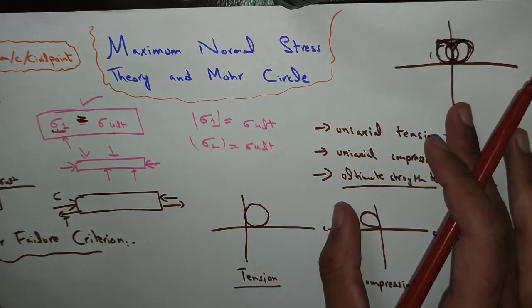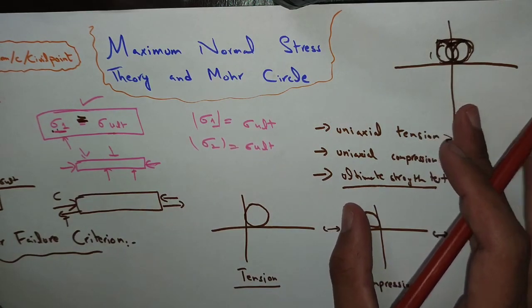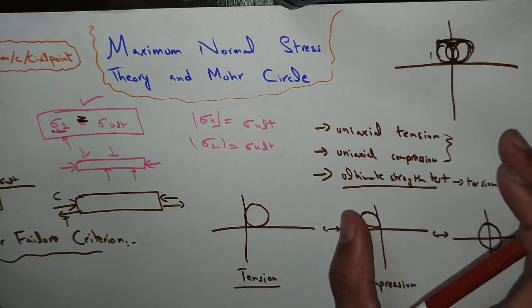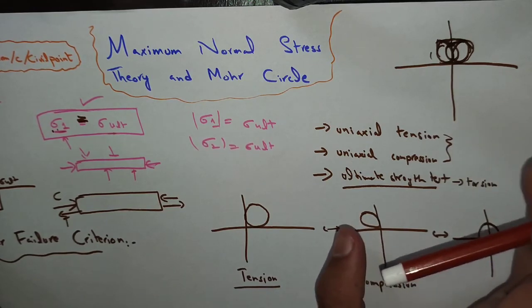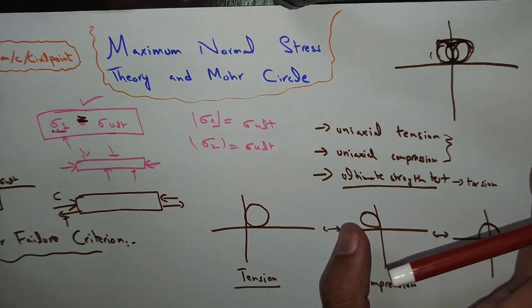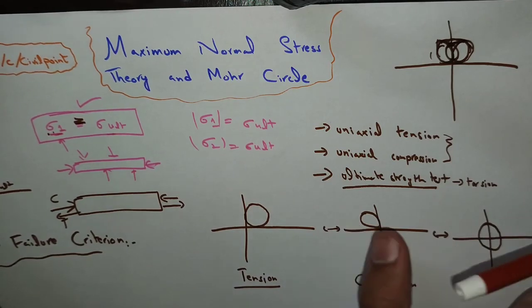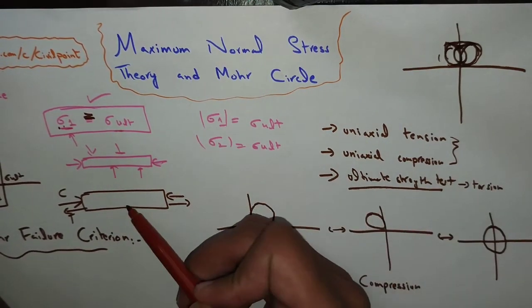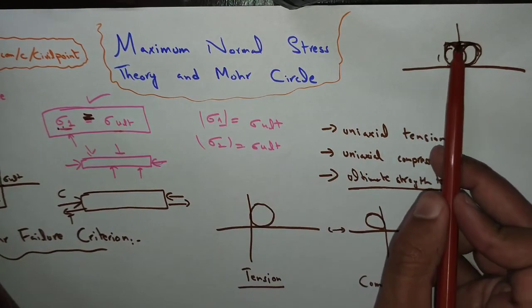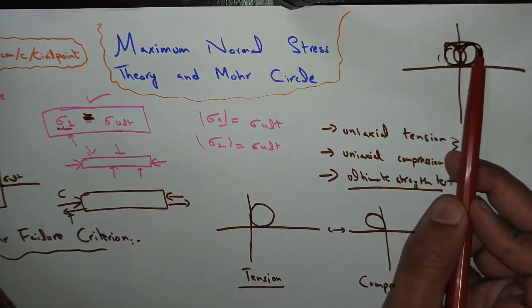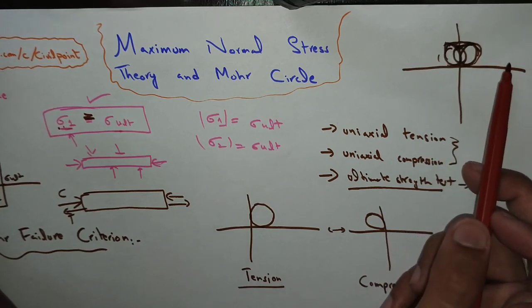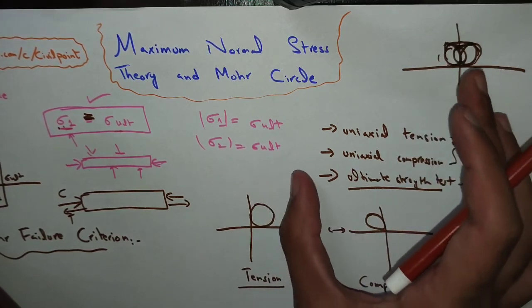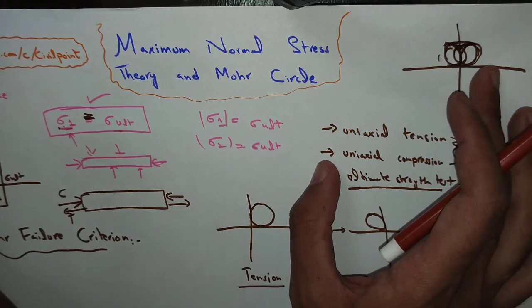If a plane stress condition at a point is represented by a Mohr circle that has a point of tangency with the envelope, or it extends beyond the envelope, the material is said to fail. Just like our previous theory, the same thing will happen here. If the stresses lie on this region or extend beyond this region, we will say that the material has failed. So this was the maximum normal stress theory and Mohr circle.